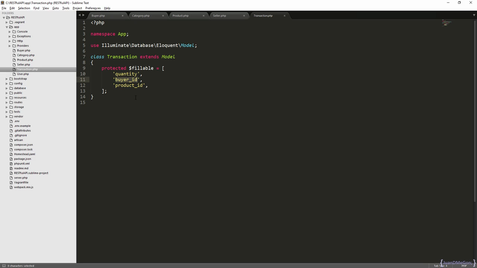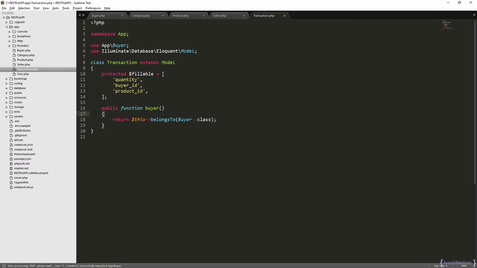As you can see here, it has two foreign keys, one to buyer and another to product. It means that these transactions belong to buyer and belong to product. And similarly for product.